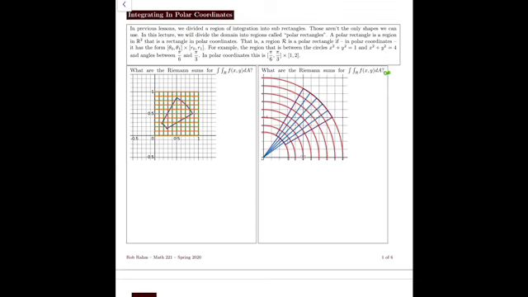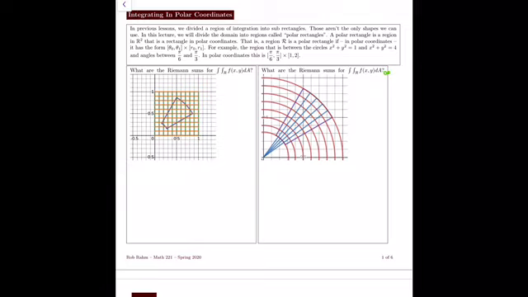That is, a region R is a polar rectangle if in polar coordinates it has the form [theta 0, theta 1] times [r0, r1]. For example, the region that is in between the circles x squared plus y squared equals 1 and x squared plus y squared equals 4 and angles between pi over 6 and pi over 3. In polar coordinates, this is [pi over 6, pi over 3] cross [1, 2]. Another way to think about a polar rectangle is that it is just part of an annular region. Remember, an annular region is a region between two circles.